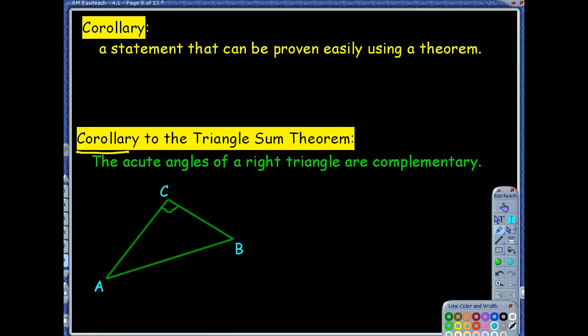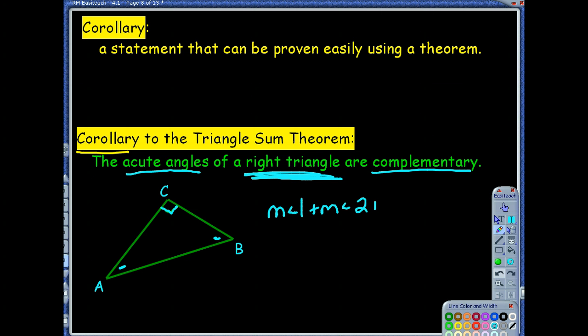Yes. And this special case is when we're talking about a right triangle. So the corollary to the triangle sum theorem says that the acute angles of a right triangle, so it has to be a right triangle, we have to know that first, those two acute angles, the other two angles that I have here, angle A and angle B, will be complementary. Now let's think about that for a minute. Well, that would make sense. If I use the triangle sum theorem, I know all three of those angles add up to 180.